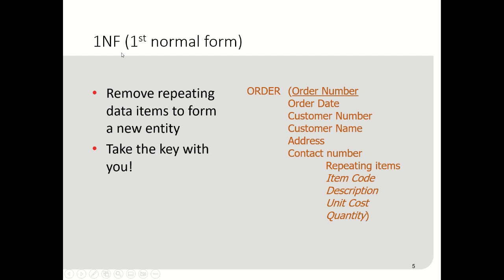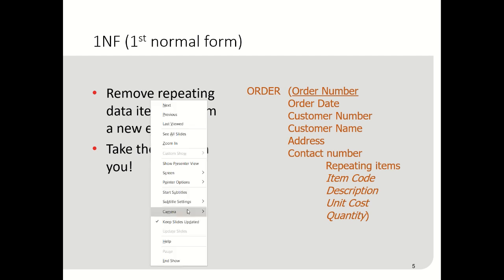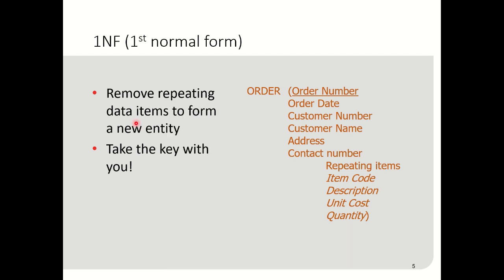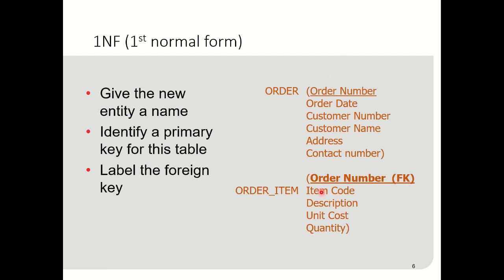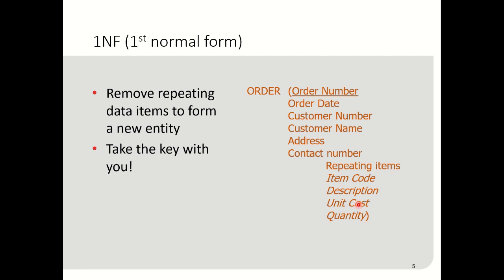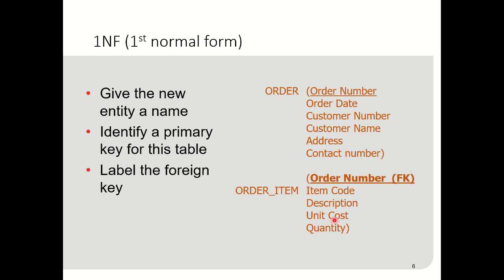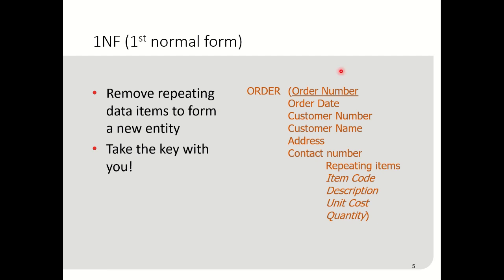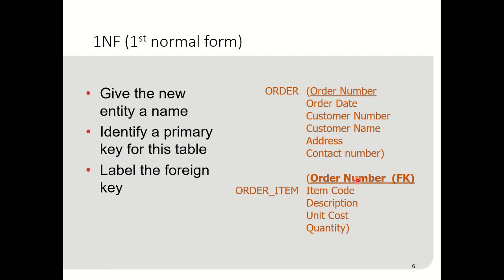Then once you have identified the repeating items or multi-valued attributes, what you have to do is make it into a new entity. So that is what you're doing. These are the repeating ones. You are making it into a new entity, and you are also taking the key along with you. So the key here is order number. So what you have basically done is you have taken item code, description, unit cost, quantity into a different entity, and you have also taken the order number to relate. So now order number is basically your FK for this situation.